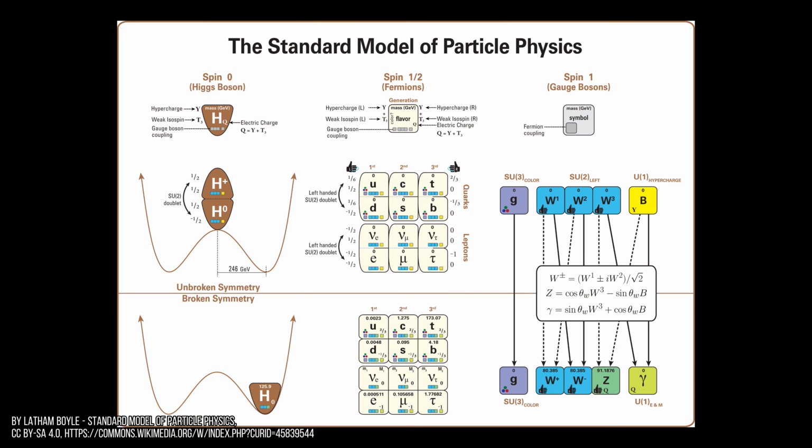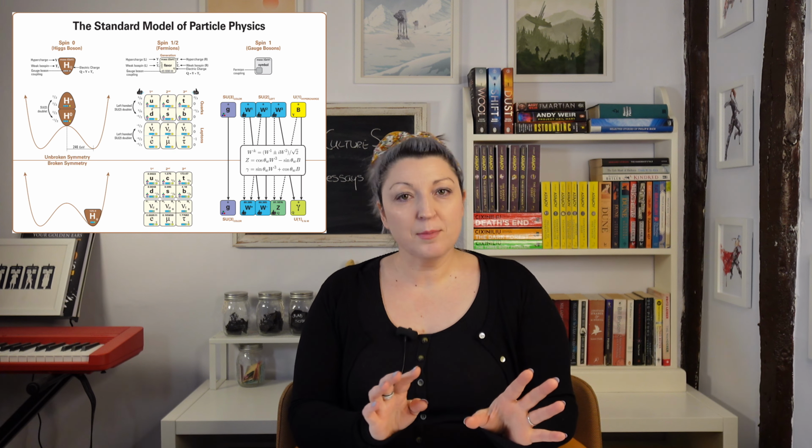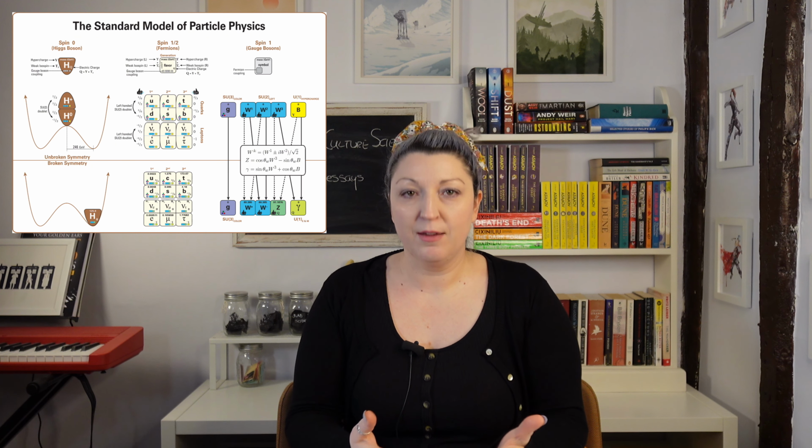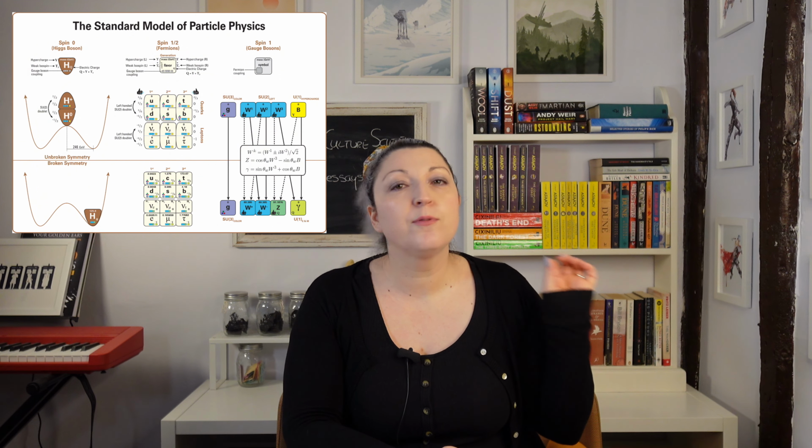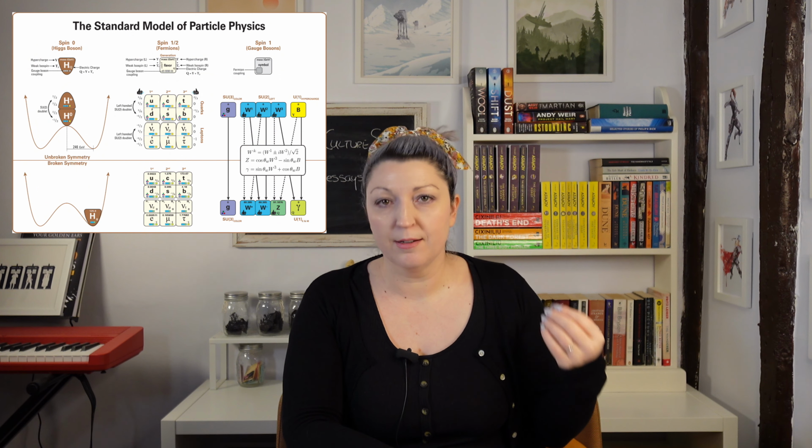So our current best model of nature is what we call the Standard Model of particle physics, and it describes how subatomic particles interact with each other and the fundamental forces of nature to create all of the matter that we see around us. It uses quantum mechanics to describe this behavior, and it has passed every test put in front of it for the last 100 years.